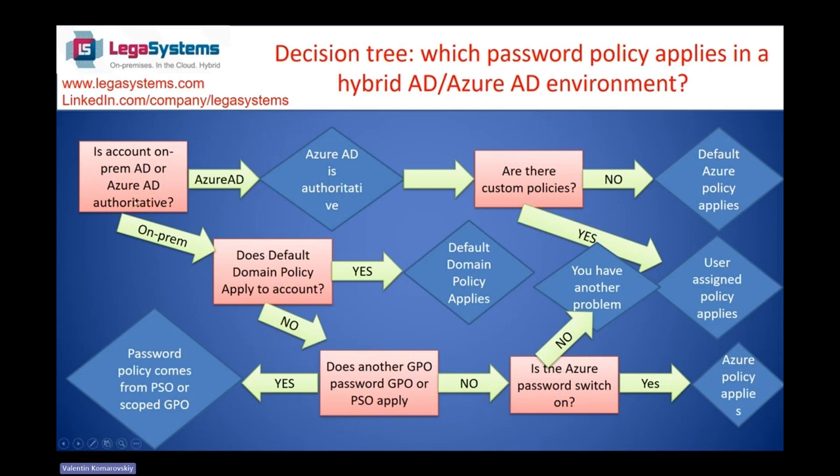So the first step is to look at where the account is authoritative. If the account is created on-prem, then it's authoritative on-prem, and in a hybrid environment, it would replicate into Azure AD. If the account was created in Azure AD, then Azure AD is authoritative.